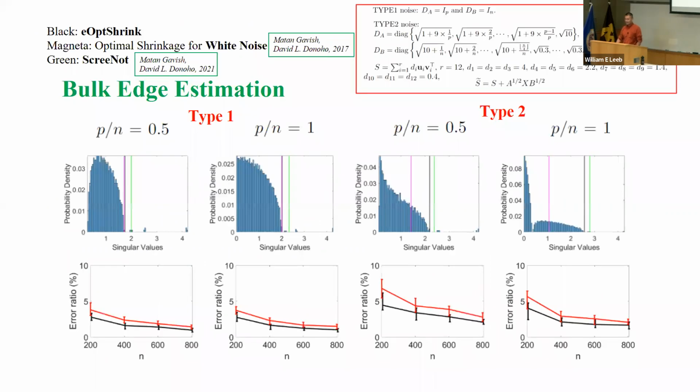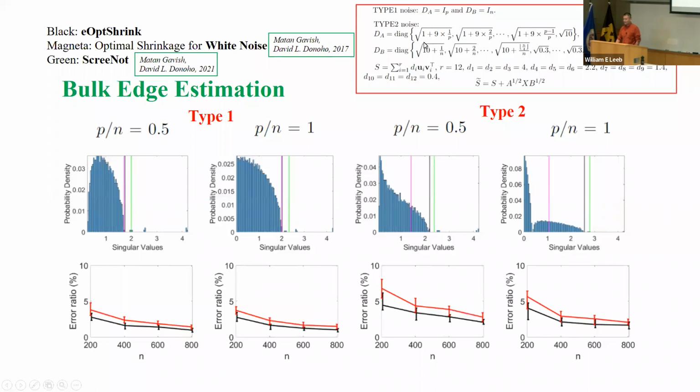So we apply our algorithm to some simulations. For example, we create two types of noise, type 1 noise and type 2 noise. Type 1 noise is simply white noise. Remember our noise-only matrix is A times X times B square root, so the eigenvalues of A and B are just identity. So type 1 noise is simply white noise.